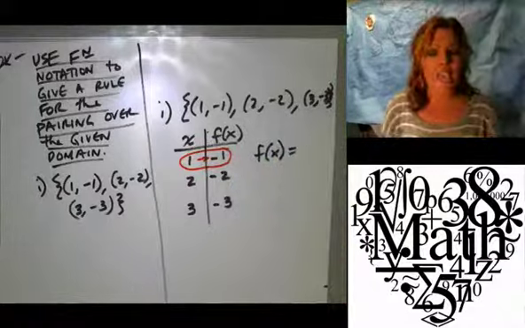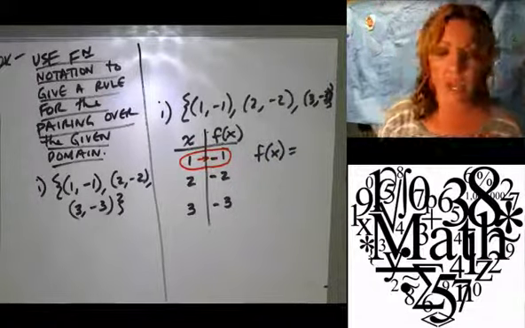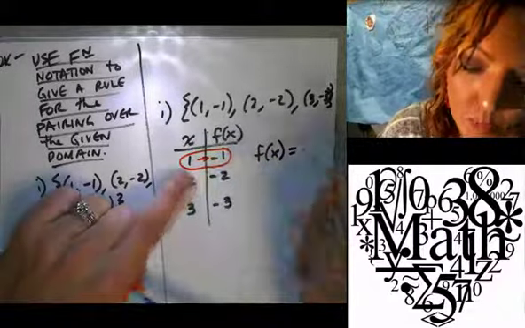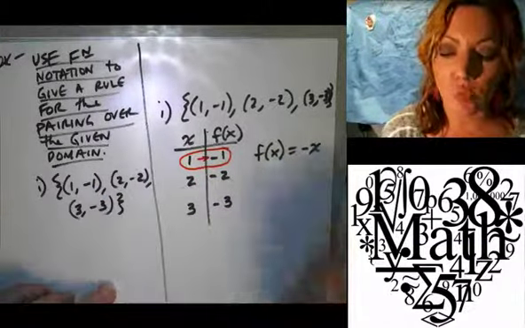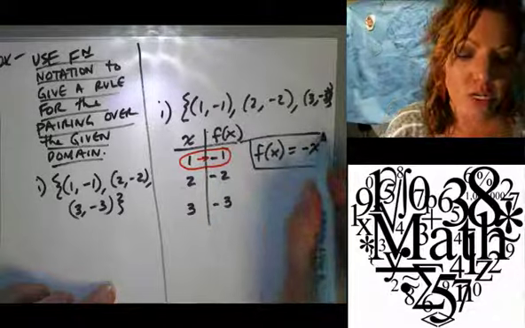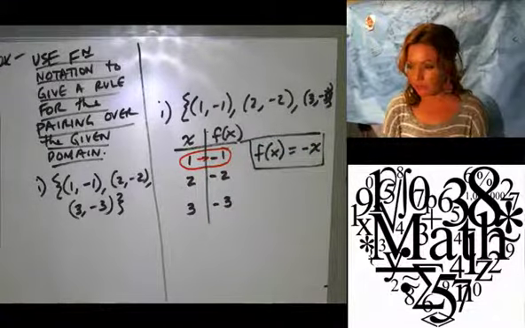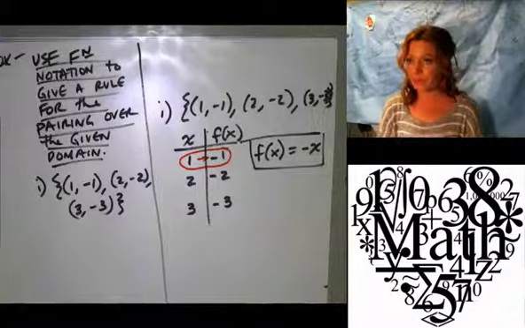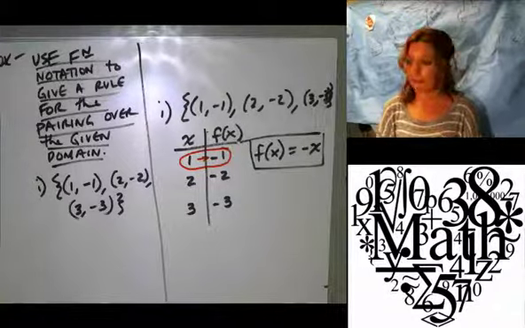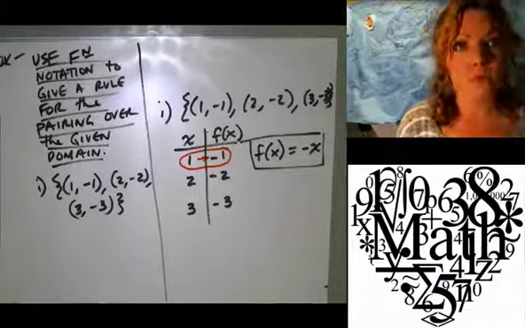So to get from x to f of x, we take the x and multiply it by negative 1, or negative x. Does that make sense? That is the function notation rule for that pairing. Do you want to do another one? Can I do a hard one?